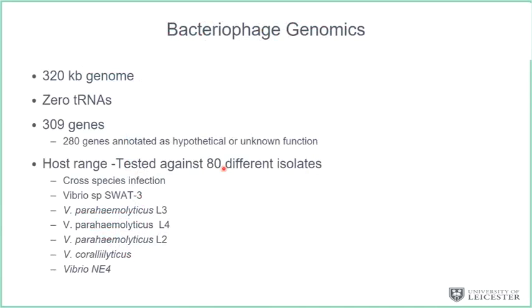So as I've said, the genome is about 320 kb in size. And interestingly, it doesn't carry any tRNAs, which is an unusual feature for large phage genomes, which tend to carry a lot of them. A large number of genes, 280 of them, are hypothetical or of unknown function, so a very high percentage. It was also quite interesting that the phage was able to cross-infect a large number of different vibrios across a range of different species. So these are just representatives of the different species of vibrios that it can infect. So it wasn't restricted to a particular vibrio host.